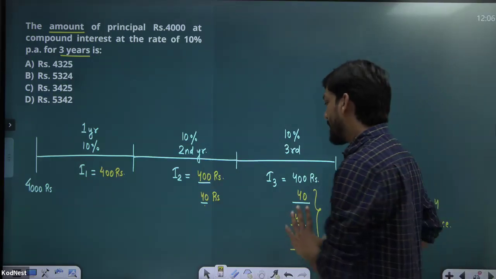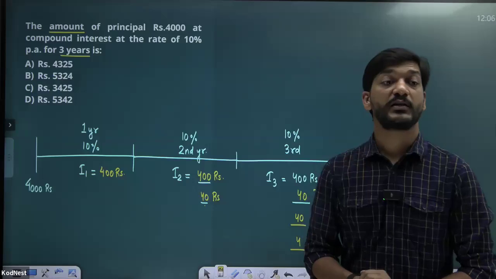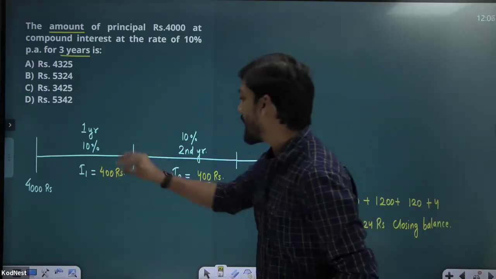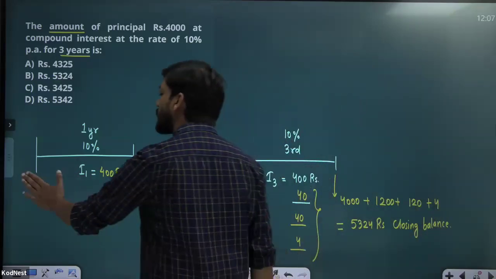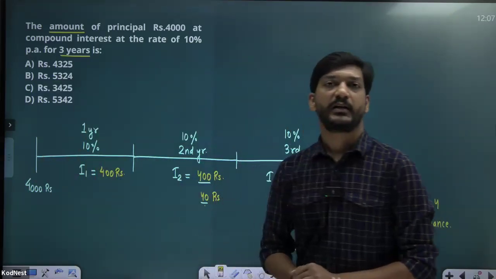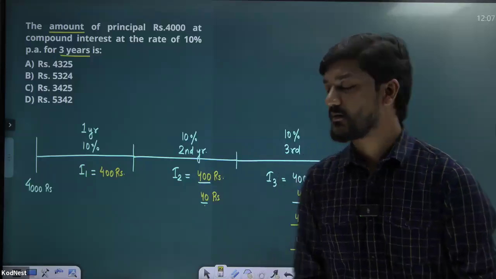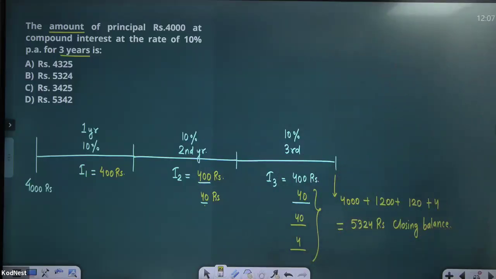Okay. And if they ask what is the compound interest, you will say, sir, I1 plus I2 plus I3. In compound interest, you will not include 4,000. So understood or not, please confirm this. The solution has been done. But try to do it fast. Not that much difficult. It is 10%. 10% is very easy.